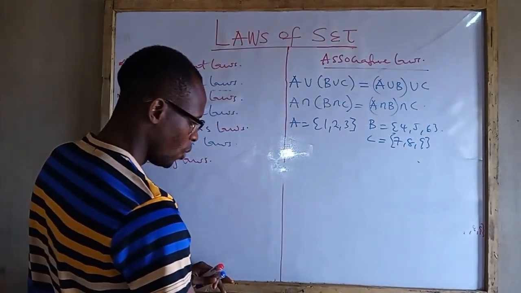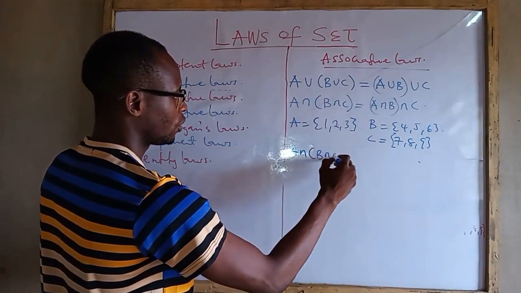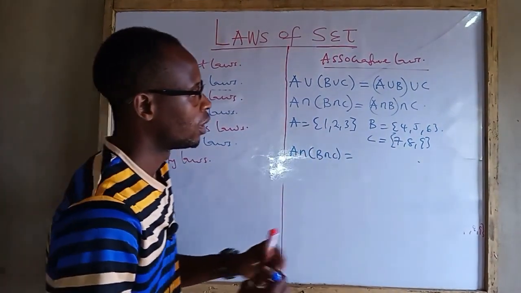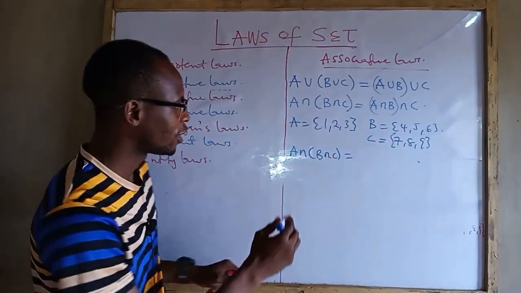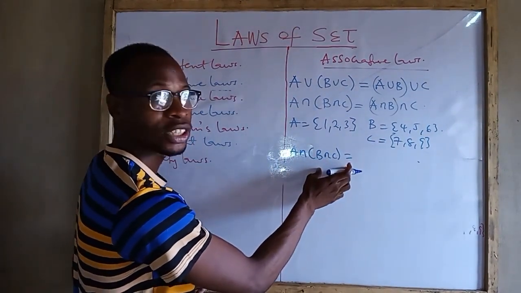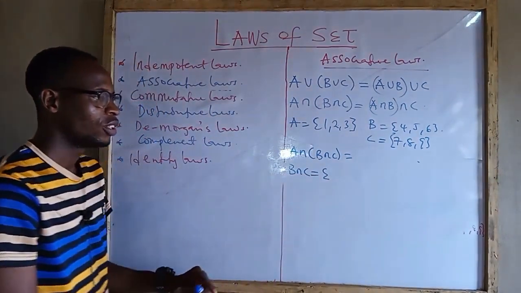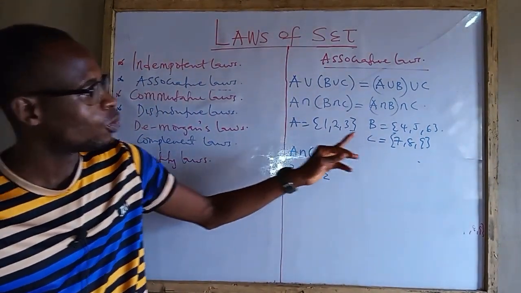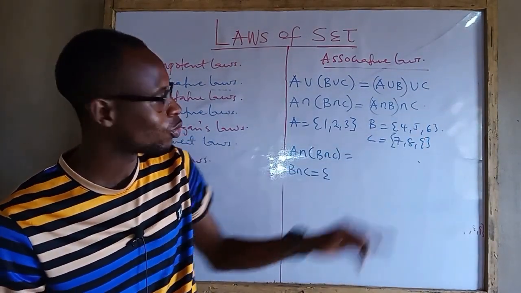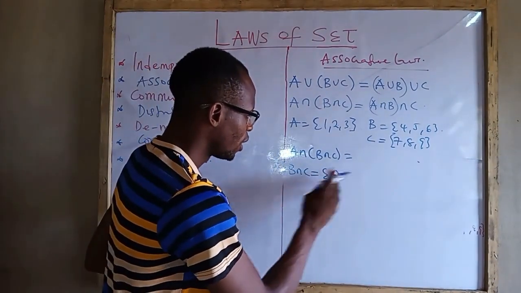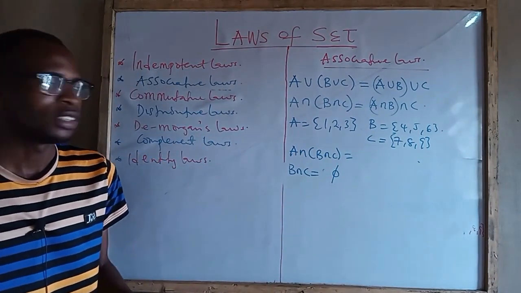So now we want to verify that A intersection B intersection C is equals to this place here. So again, I'm taking the one on the left hand side, which is A intersection, in bracket, B intersection what, C. So I'll solve the one in bracket first. The one in bracket is B intersection C. So what is common to B and what is common to C? You can see there is nothing common to B, there is nothing common to C. So this is actually what? Empty set. Are we following? That is empty set.